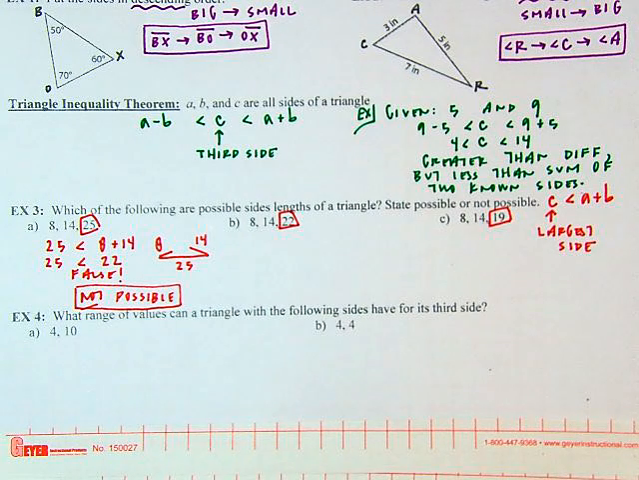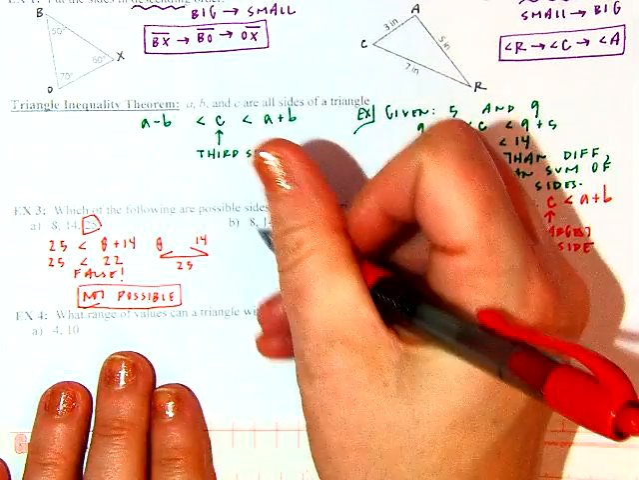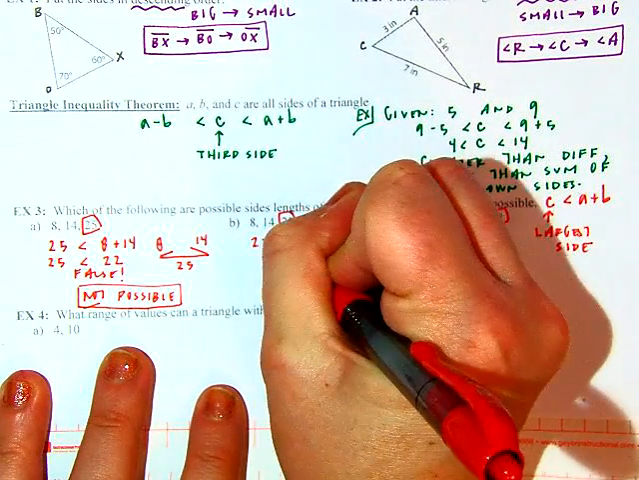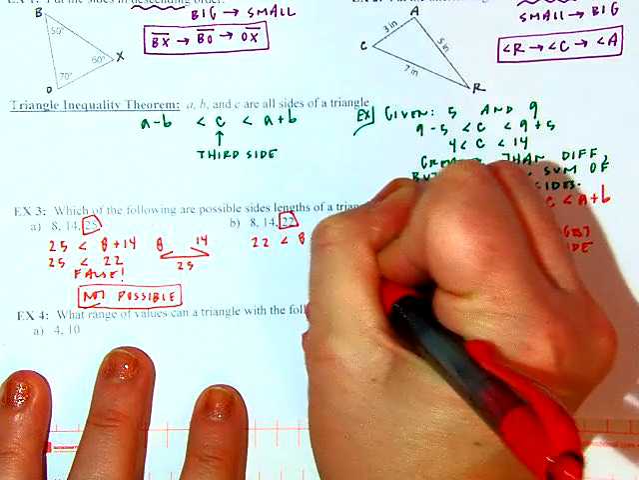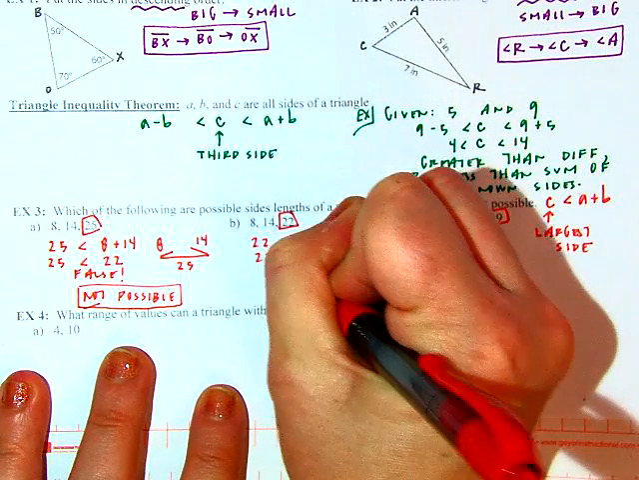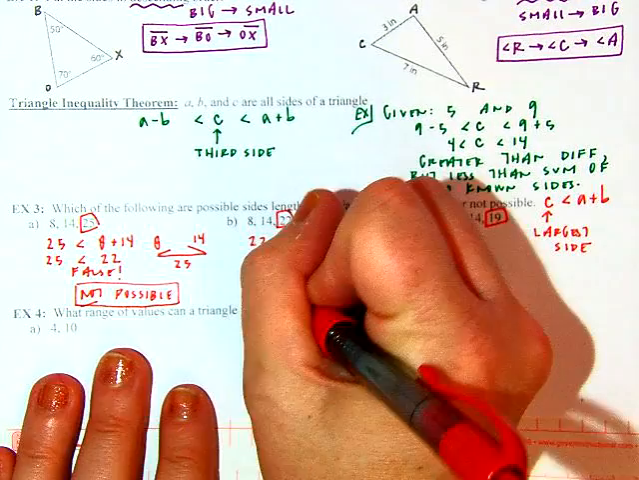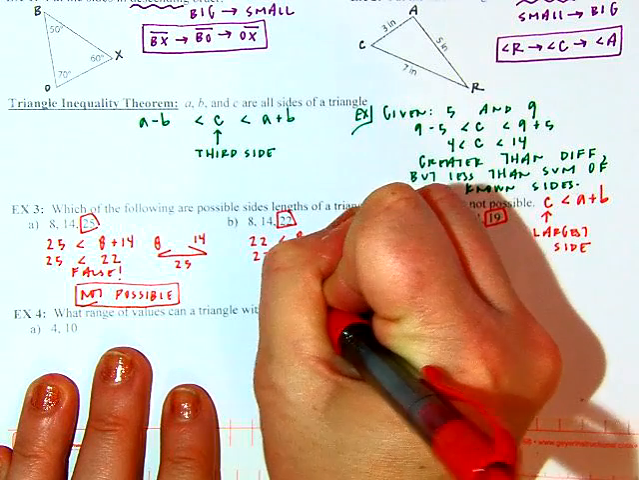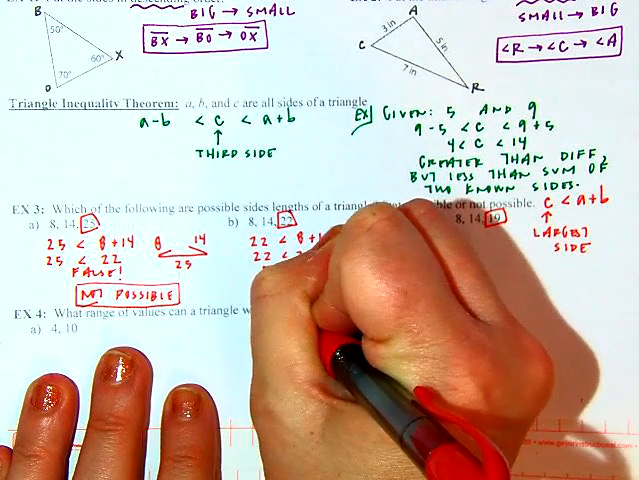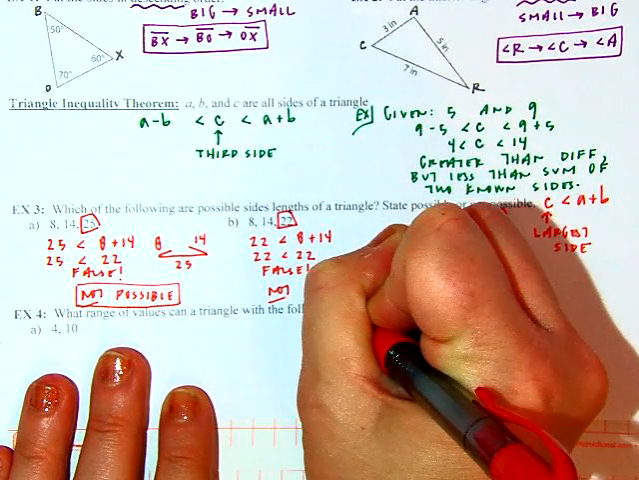Okay, if I look at my second one in B, I'm saying, well, what if I have 8, 14, and 22? Does that make a triangle? So is 22 less than 8 plus 14? Is 22 less than itself? No, it's equal to itself. So this is again false, which means that this is not possible.